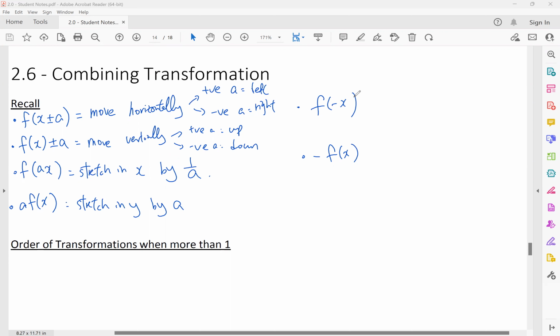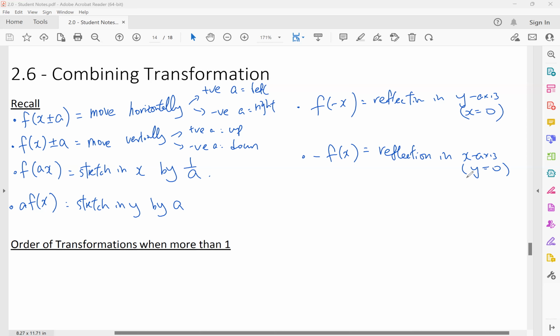f of minus x, that's the one you shouldn't get mixed up with. If it's inside the bracket, you're affecting the x coordinates. When you do a reflection that affects the x coordinates, that means you're reflecting in the y-axis. If the negative is outside the bracket, that means it's affecting the y coordinates. The only way you can affect the y coordinates is a reflection in the x-axis. That's how I remember it. Some people also remember that inside the bracket always deals with x. You can remember x equals 0 and y equals 0.